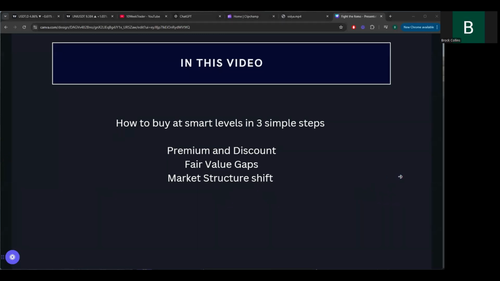In this video, I'm going to show you how to buy at smart levels in 3 simple steps using premium and discount, fair value gaps, and market structure shifts. Now, I can go into a big lecture about this, but I'm not going to do that because most of you don't care. You just want to know when to buy and when to sell, and I'll show you exactly how to do that.